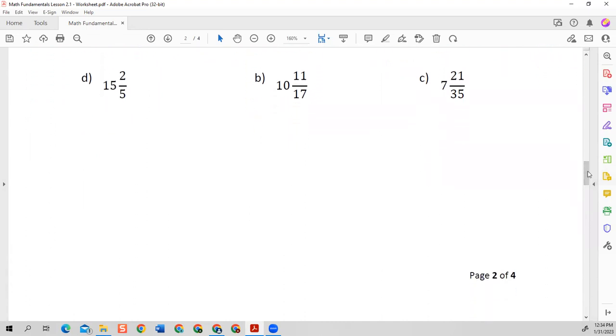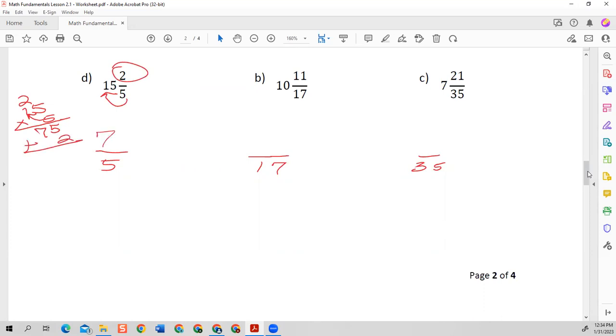Again, I could just come across here and say, oh, okay, the denominators don't change. I can go ahead and do that. Next, I could say, okay, 5 times 15. So 5 times 5 is 25, carry the 2. 5 times 1 is 5 plus 2, 75. And then I'm going to add this 2 to it. So I got 77 over 5.